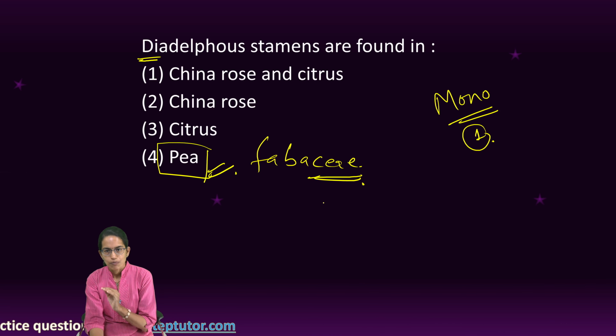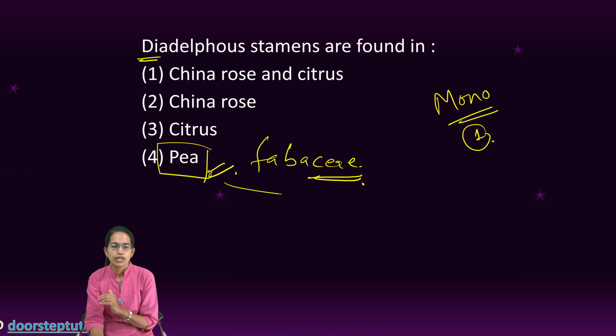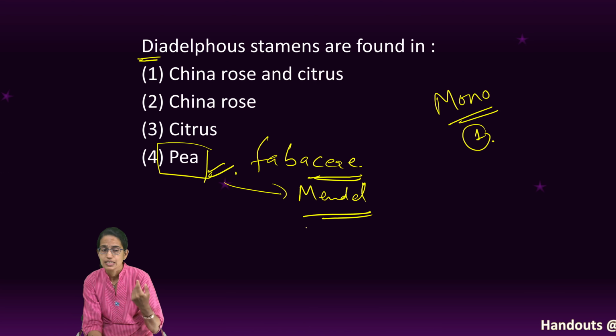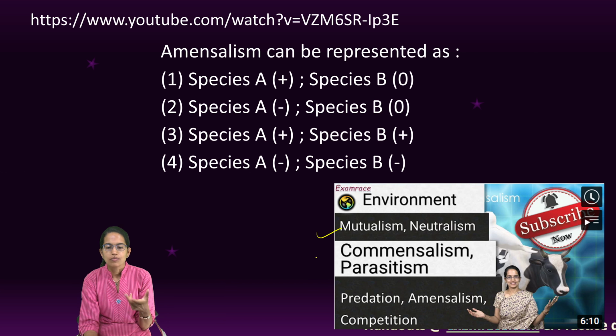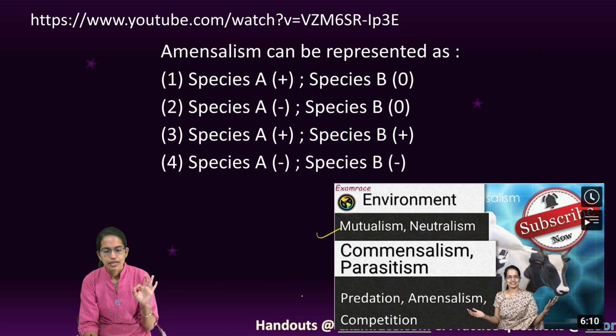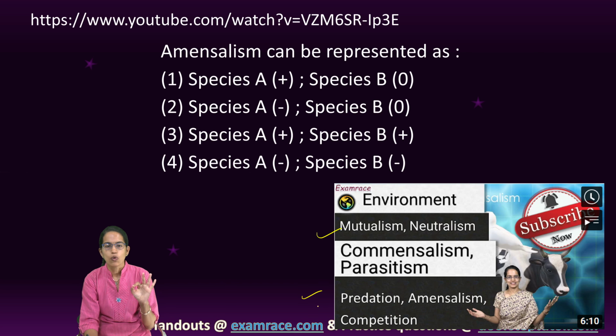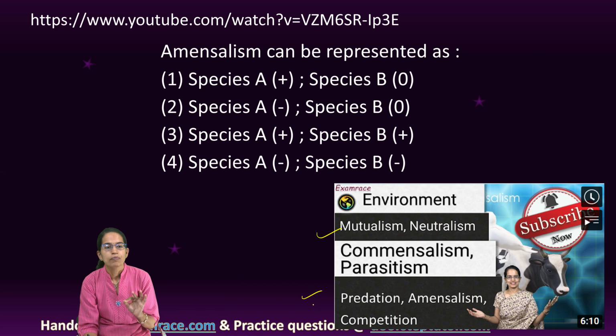A very important question, and this is also important in line of the Mendel's experiment. So while reading the genetics again, we have talked about this. The next is amensalism. Now mutualism, neutralism, commensalism, parasitism, predation, amensalism and competition. All of these terms are important.